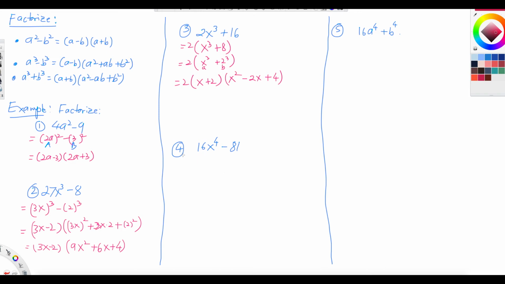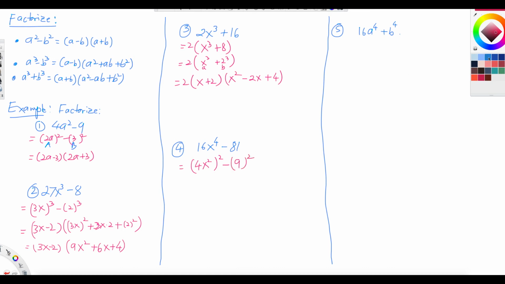Now let's do number 4. In question number 4, do you think you can write it in the a squared minus b squared form? Let's see. What square is 16? It is 4 squared, right? And what square is x to the 4th? It's x squared. So it is like (4x squared) squared minus, what square is 81? 9 squared, right?